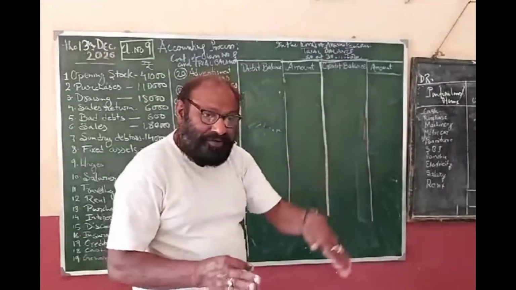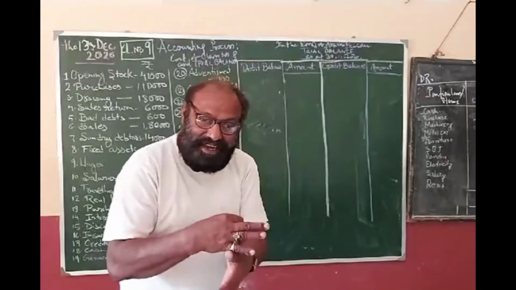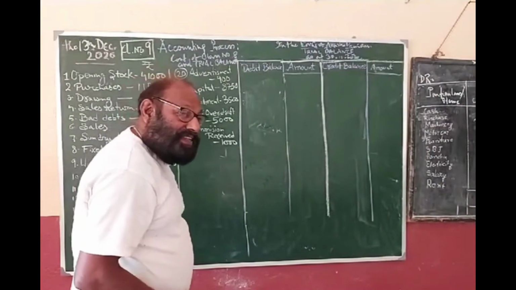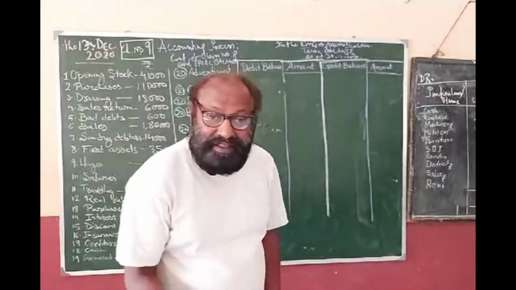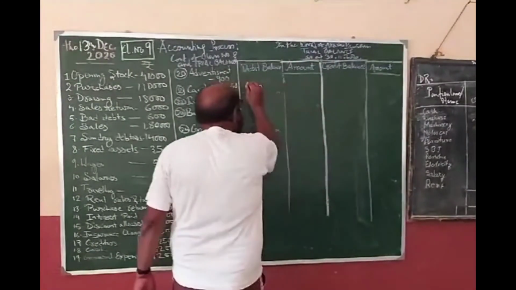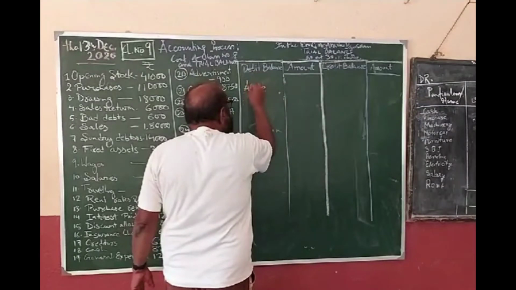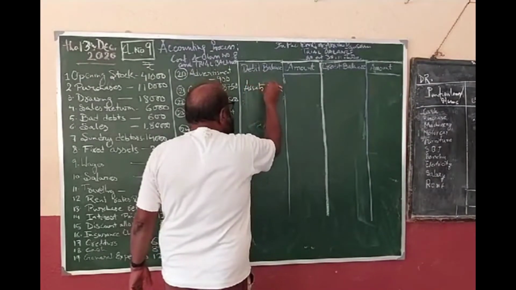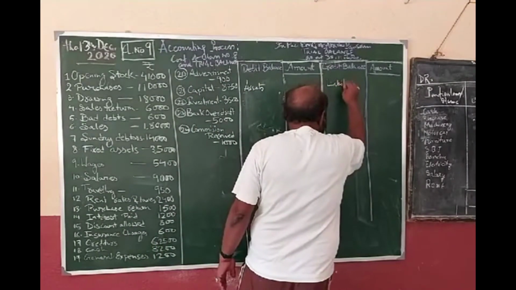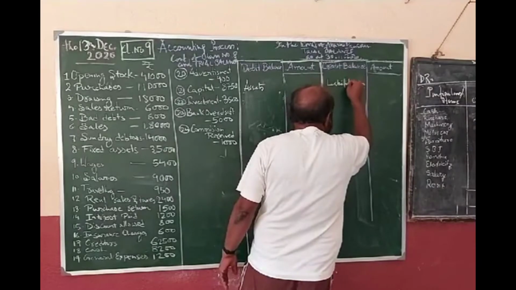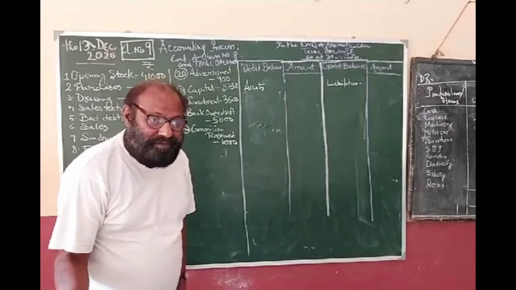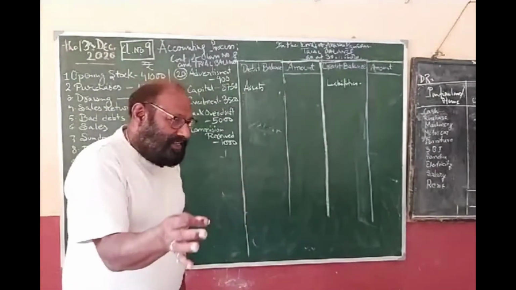Here you have to find out what is debit balance and what is credit balance, but this is not stated. So how will we do it? What is the practical hint? Look, the hint is what I have already told you: all assets are debit, all liabilities are credit. Clear?